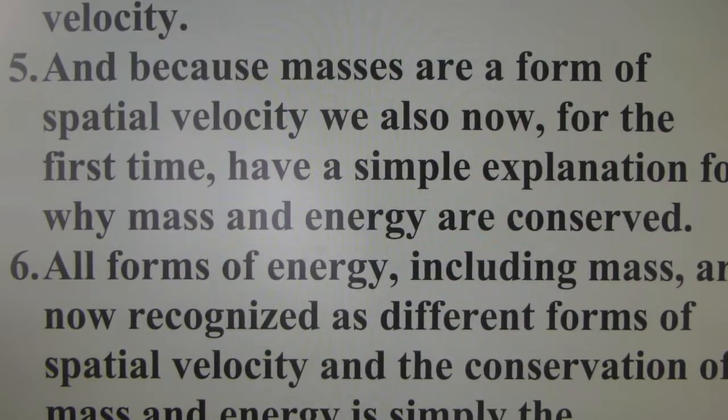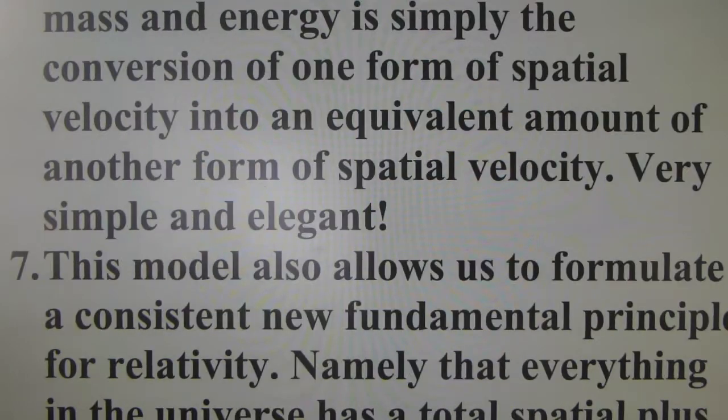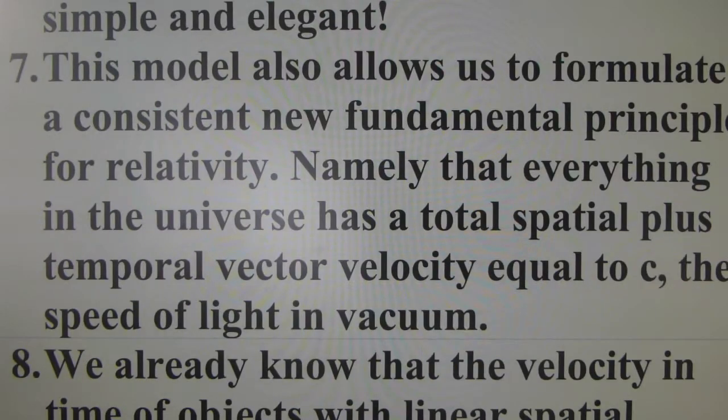And because masses are a form of spatial velocity, we also now, for the first time, have a simple explanation for why mass and energy are conserved. All forms of energy, including mass, are now recognized as different forms of spatial velocity, and the conservation of mass and energy is simply the conversion of one form of spatial velocity into an equivalent amount of another form of spatial velocity. Very simple and elegant.